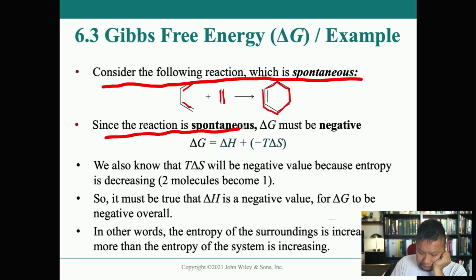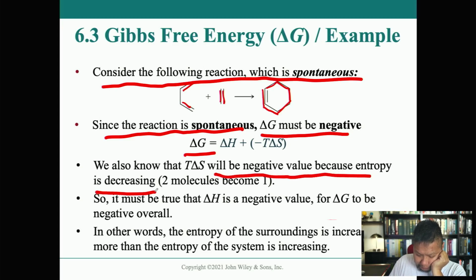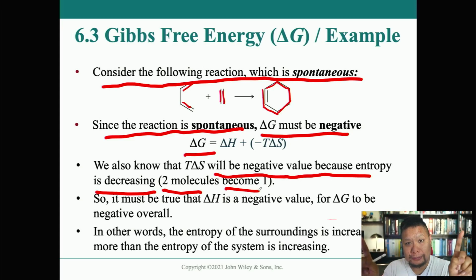Since this reaction is spontaneous, the delta G must be negative. We also know that T delta S will be negative because entropy is decreasing, right? Two molecules became one molecule here. Remember in the previous slide I said how you went from one molecule to two molecules? That was disorder. You're increasing disorder. But now two molecules just became one molecule, so that's actually becoming more ordered, and you're decreasing entropy.